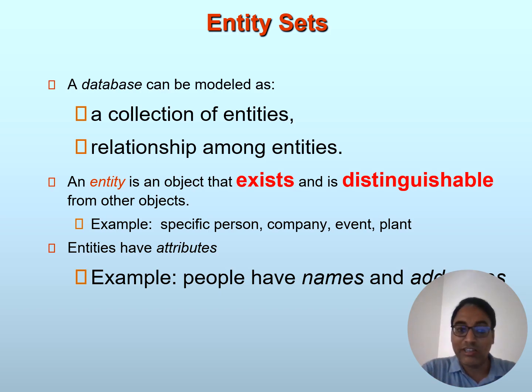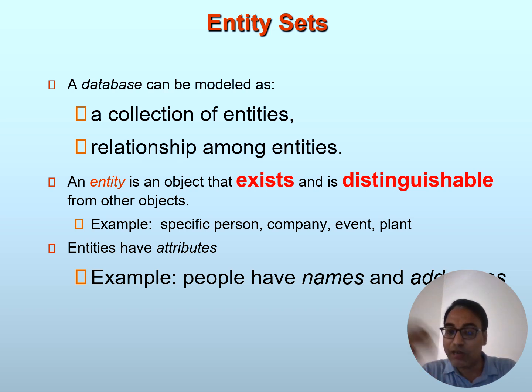So now see the definition here. An entity is an object that exists and is distinguishable from the other objects. You are able to properly categorize it, that this becomes an entity. This is able to cluster several things. So for example, a specific person, company, plant, event, all of these come in examples of entities.